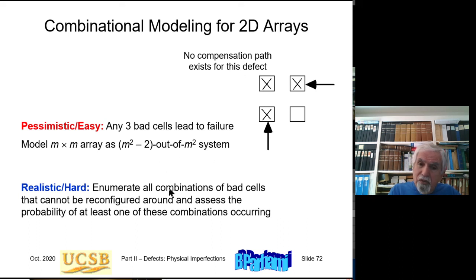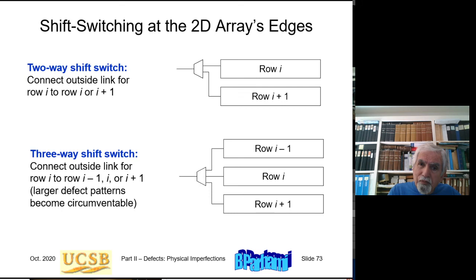Of course, we can go the route of more complex modeling that takes all combinations of defects into account, assigns a probability to each, and then, whether or not that particular combination is circumventable, we can compute a more precise lower bound for the reliability. But that's a lot more work.